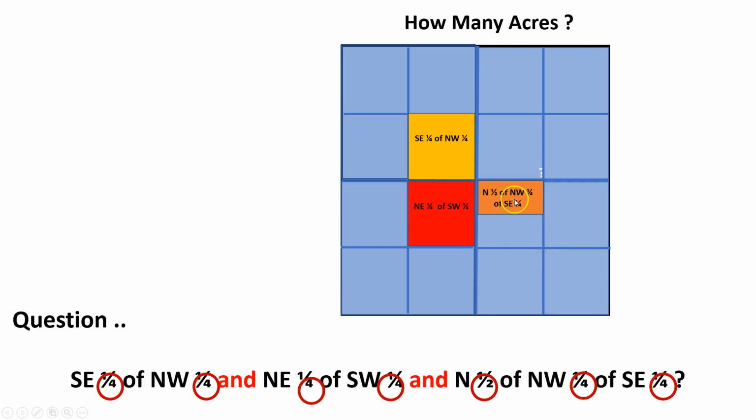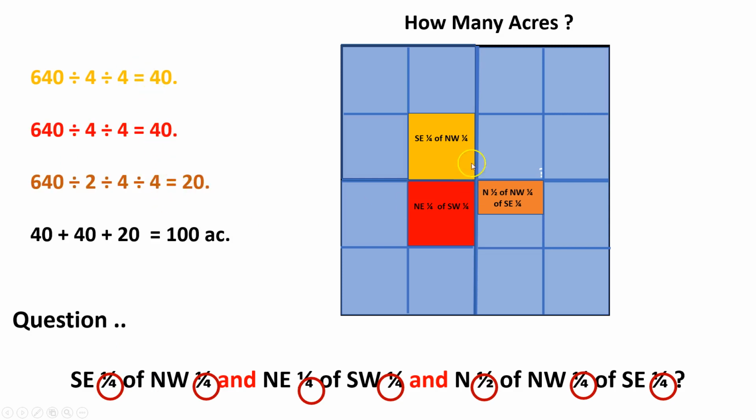And we have the northern half of the northwest quarter of the southeast quarter. We have that here. We literally do 3 mini calculations, each one starting with 640. So in this particular case, we would have 40 acres, and 20 acres. So the total acreage of all of this lot here would be 100 acres.